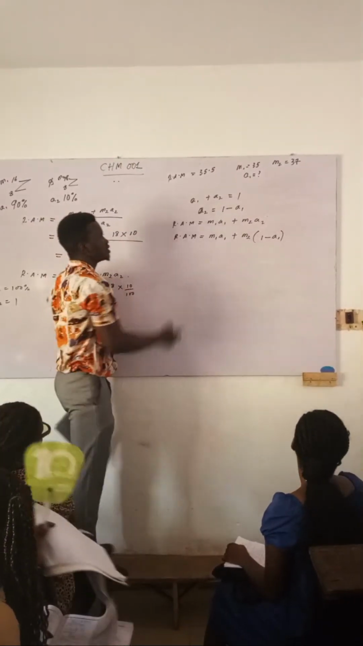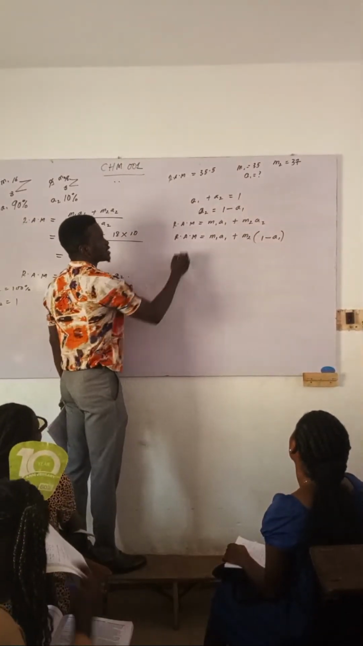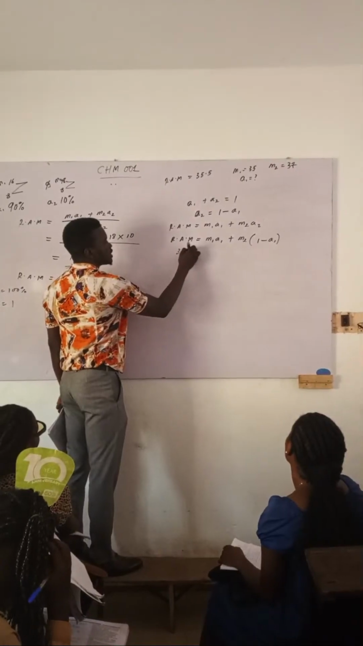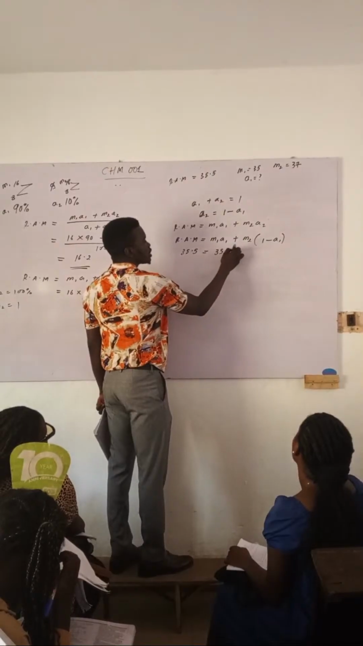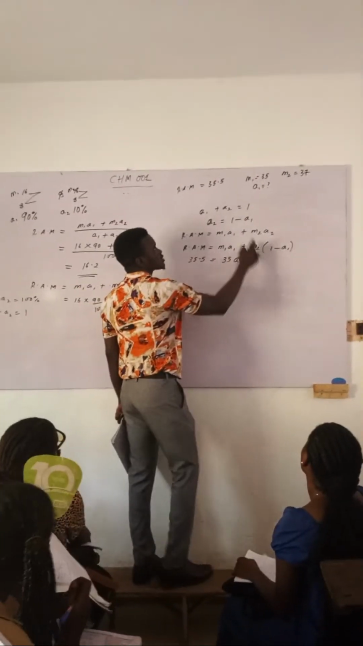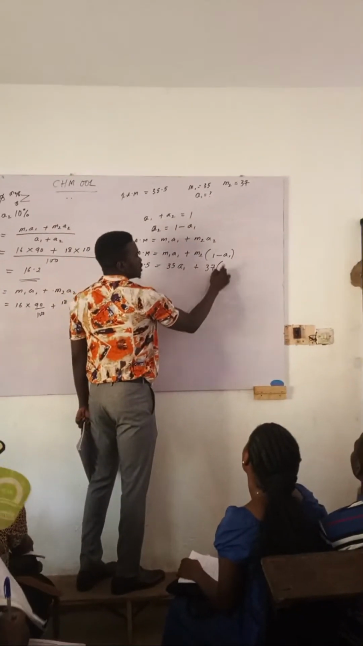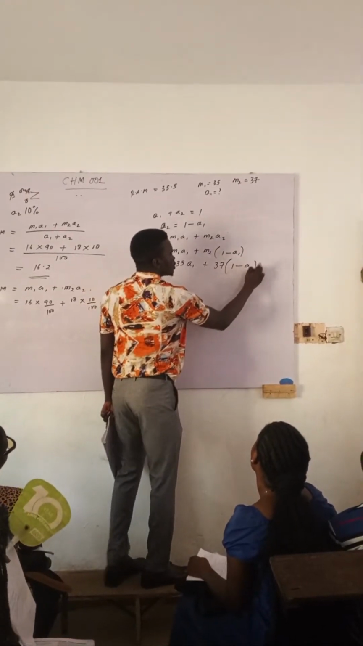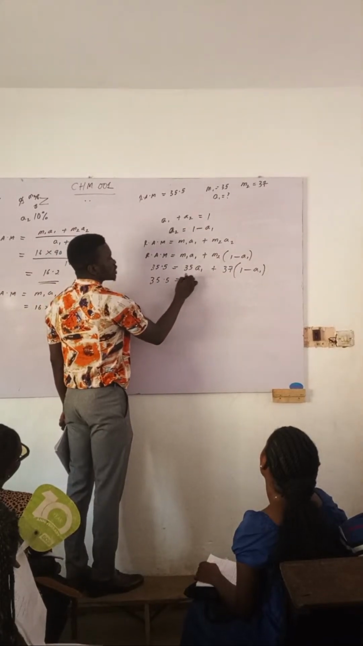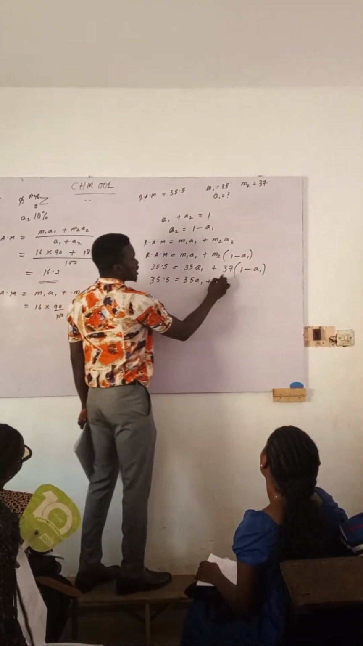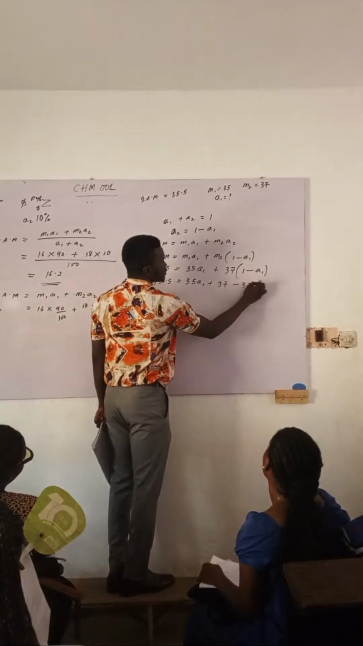Do you get that? So now what's my relative atomic mass? 35.5. What's my mass? 35. What am I looking for? A1. Plus what's my M2? 37. Then 1 minus A1. So I do my basic mathematics. So I have 35.5 equals 35A1 plus 37 minus 37A1.